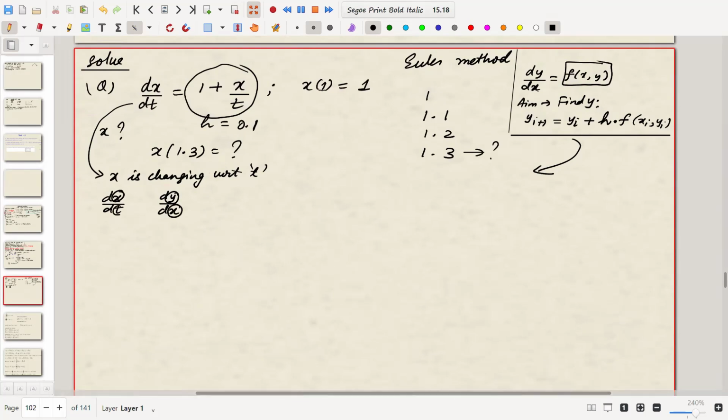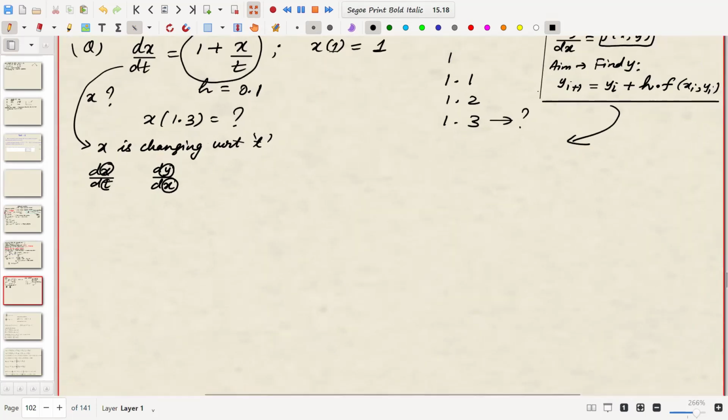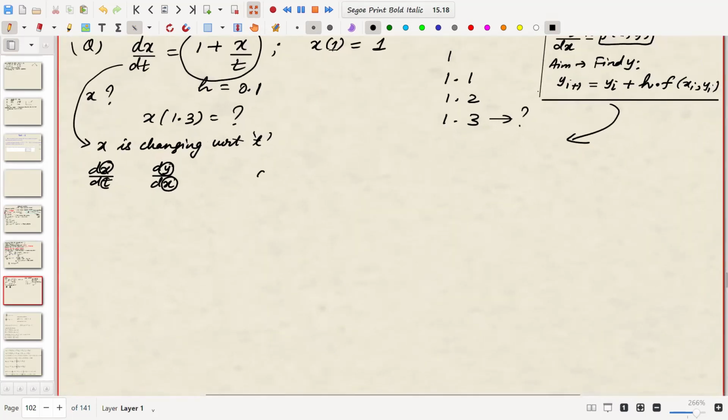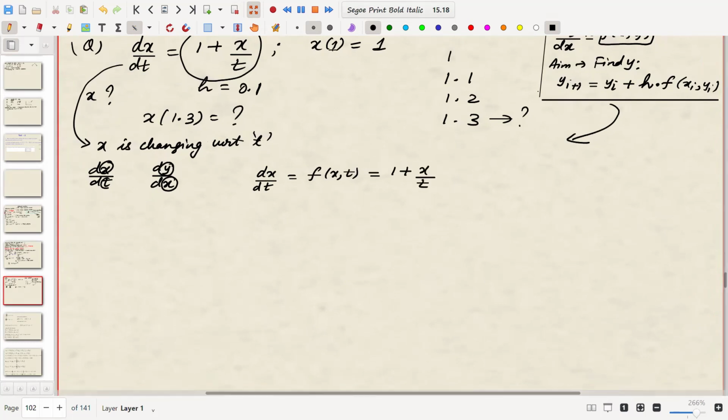Understood? That is just a notation change. There is no need to get confused over this. So coming back, now dx by dt equals f of x comma t. What is f of x comma t? 1 plus x by t.